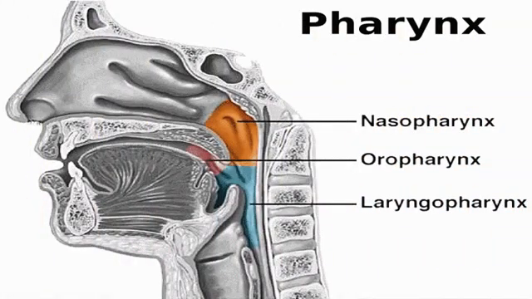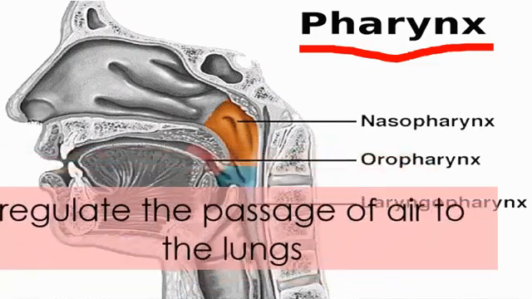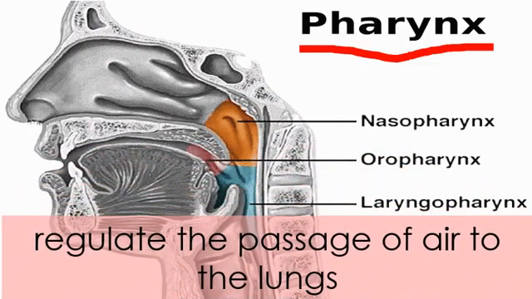So, let's go now to the pharynx. Again, let's read pharynx. So, the pharynx is the next structure the air comes in contact with. So the pharynx is to regulate the passage of air to the lungs. Again, let's read. Regulate the passage of air to the lungs.